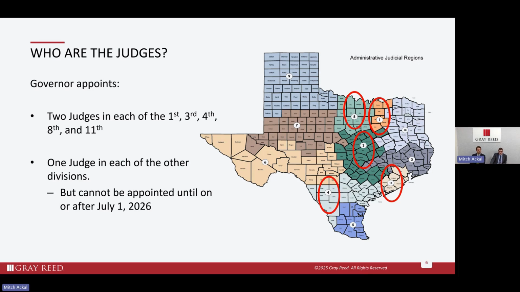Now, as far as those judges go, the governor appoints the trial court, business court judges. There's already 2 judges in place for each of the 5 operating divisions. And for the other 6, there's going to be 1 judge in each of those divisions, but they will not be appointed until at least July 1st of 2026, with the expectation, again, that those divisions begin September 1st of 2026.